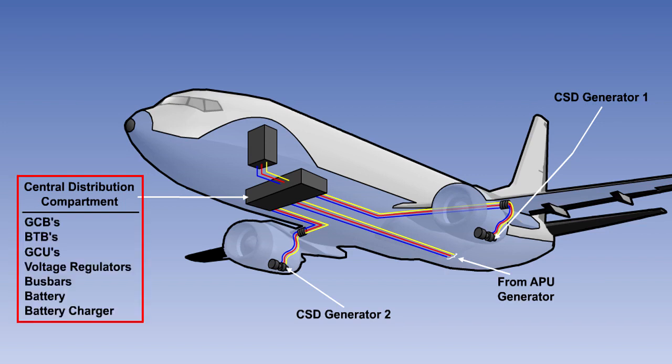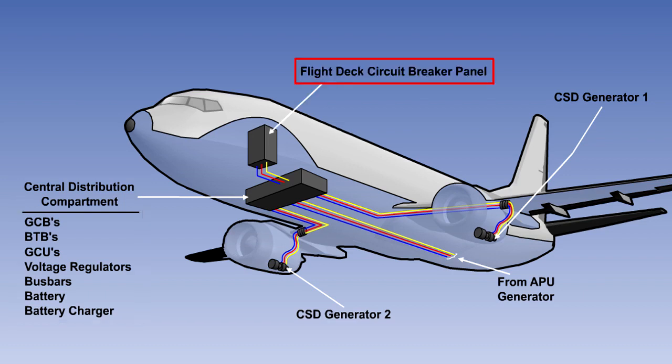This distribution compartment will house many of the components we have already seen, including generator control breakers, bus tie breakers, generator control units, voltage regulators, main bus bars, the battery and the battery charger. Busbar extensions may be found on the flight deck behind the circuit breaker panels.